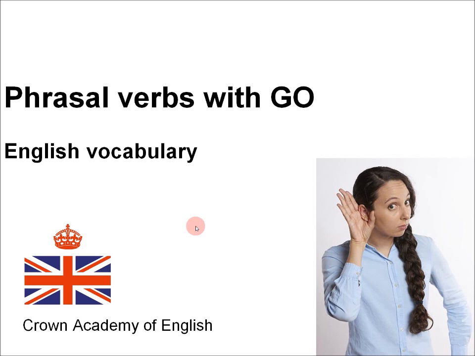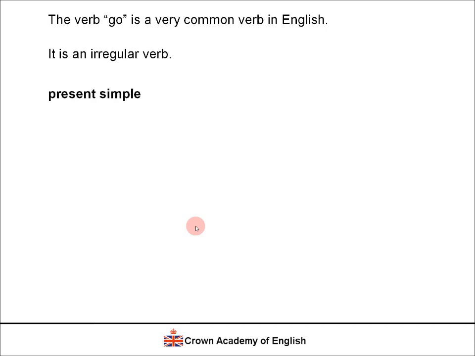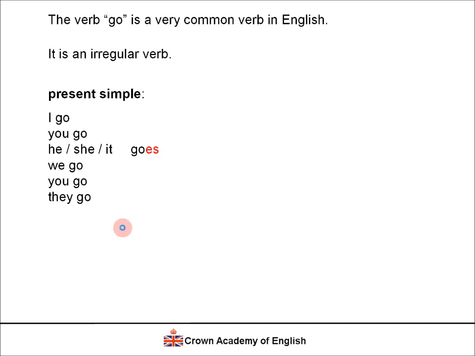Today's lesson is about phrasal verbs with the verb go. So first of all, the verb go is a very common verb in English, and it is an irregular verb. So the form is I go, you go, he, she or it goes, we go, you go, and they go.